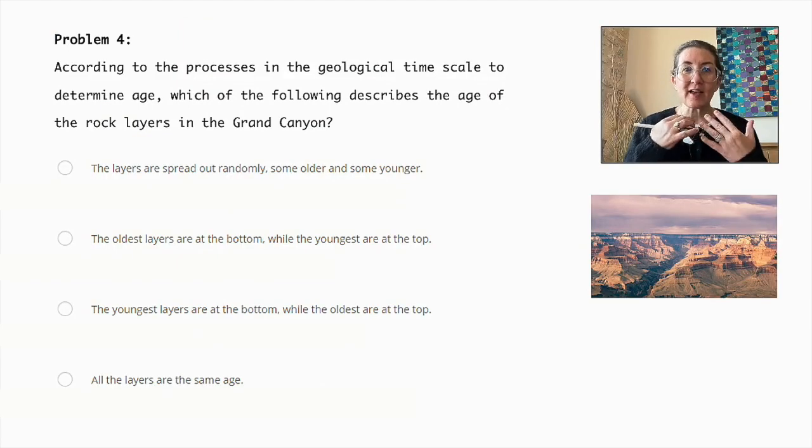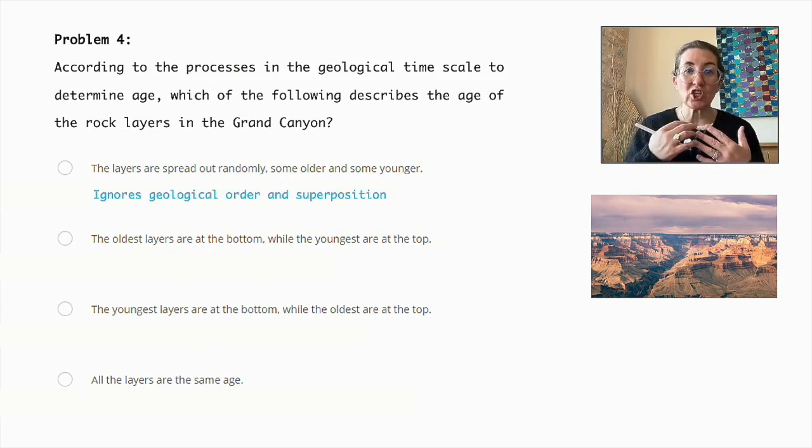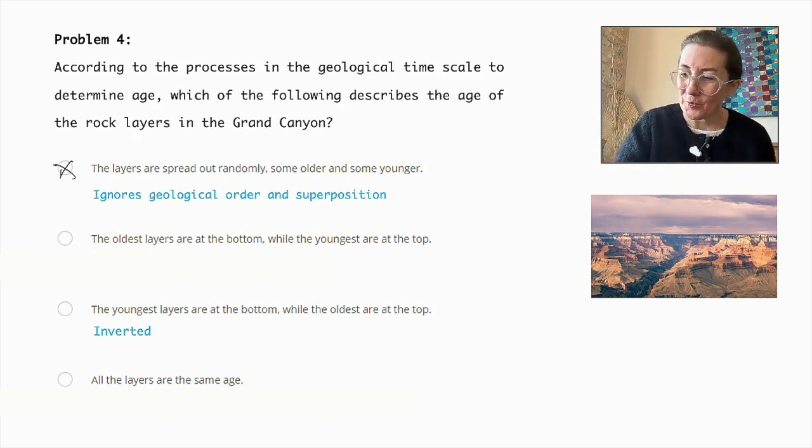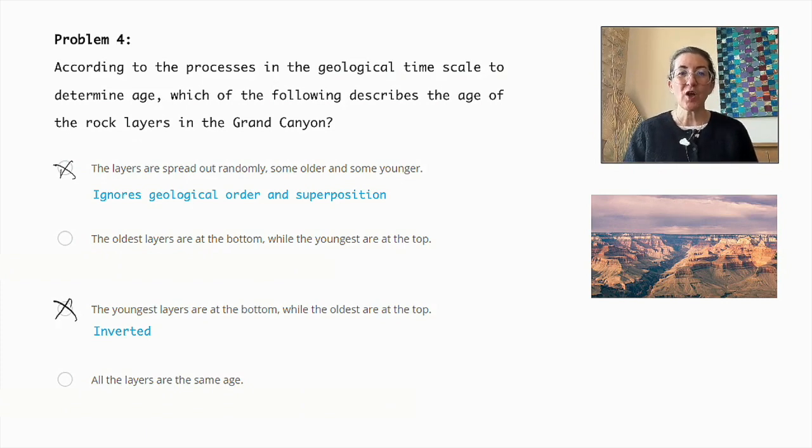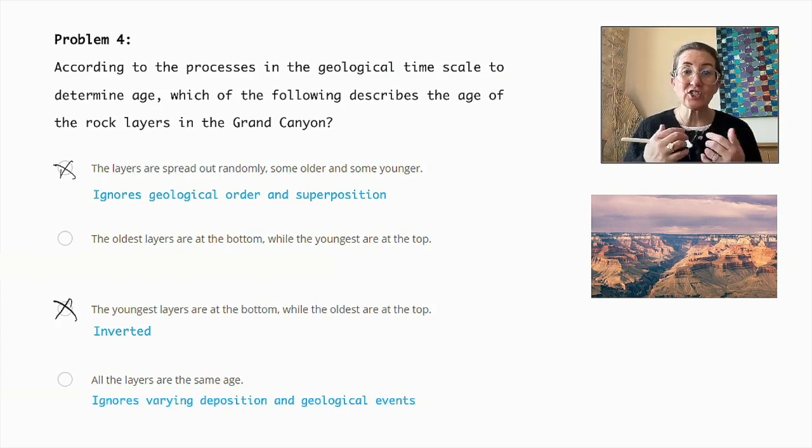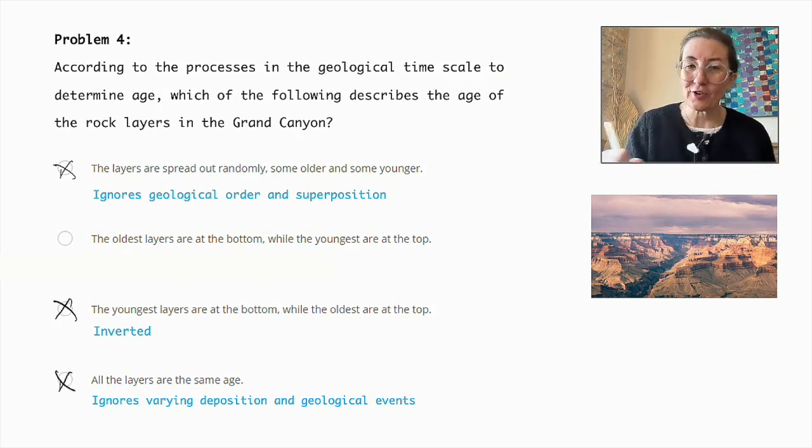The randomness of the layers is incorrect because geological processes follow the law of superposition, with layers deposited in chronological order. So we can eliminate that. The idea that the youngest layers are at the bottom while the oldest are at the top is also incorrect, as it contradicts this principle. So we can cross that out also. All the layers are the same age is inaccurate because sedimentary layers form over different periods. So let's cross that out also.